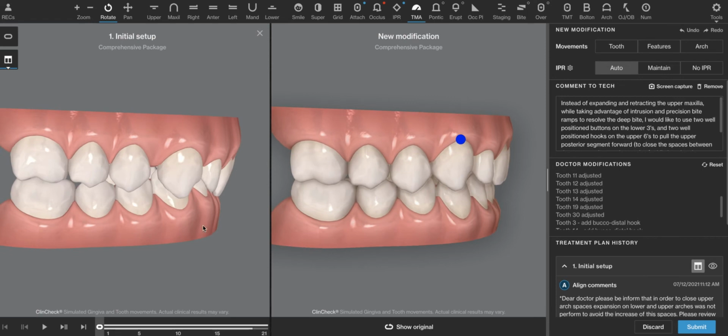More likely, we're going to unravel this. We're going to see class 1 relationship of the molar, and then we're going to close the space by retracting the upper segment posteriorly to close that space.